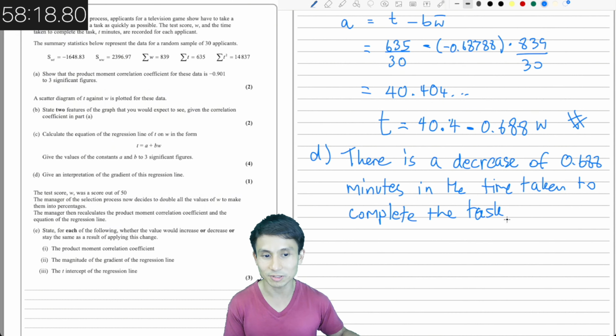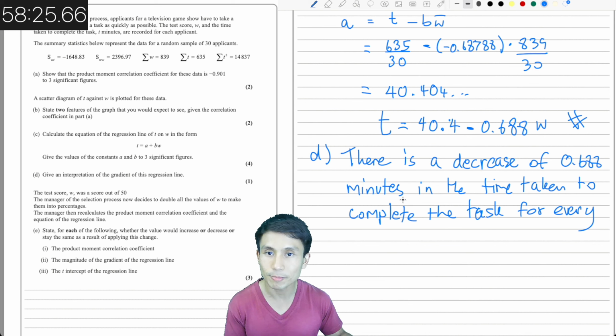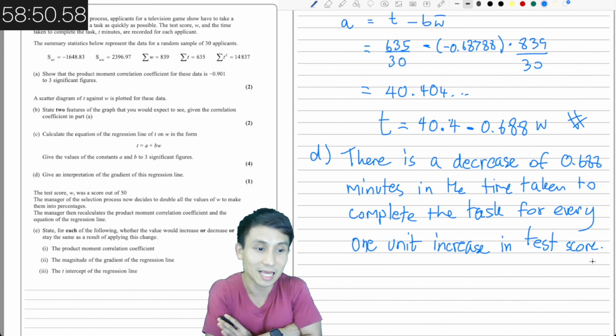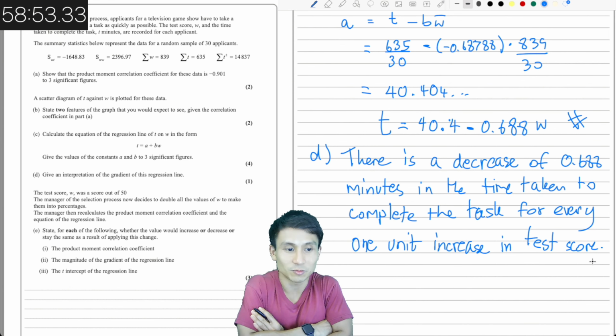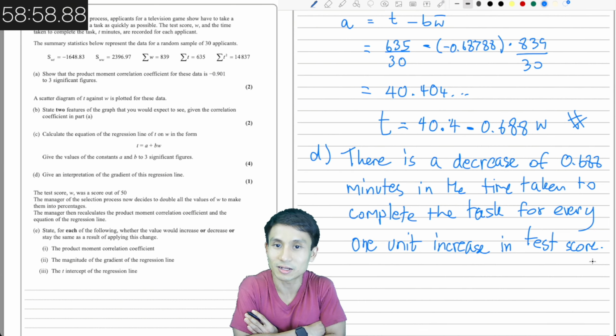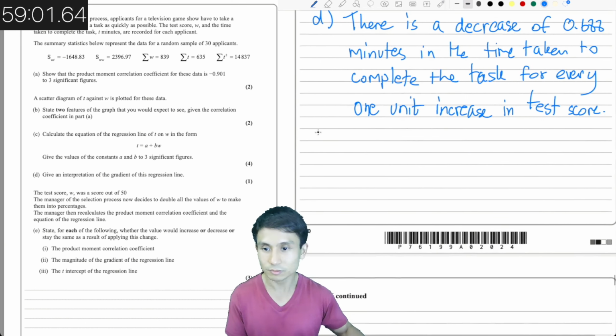For every one unit increase in test score, it's like those people who perform well tend to spend less time. That's what it says there. We don't have any comment to make, we just comment on the actual data here, the T and the W. So that's it.